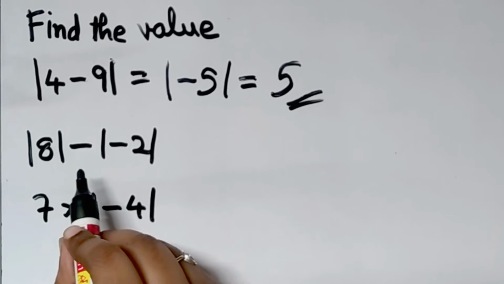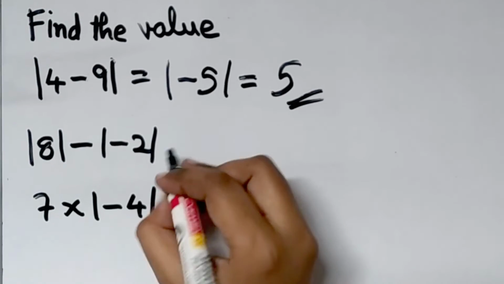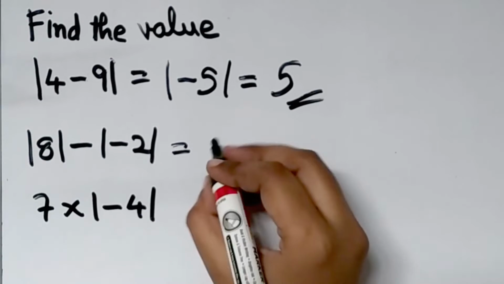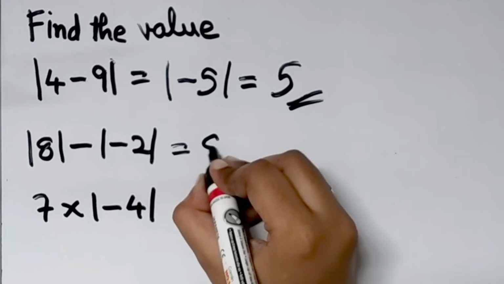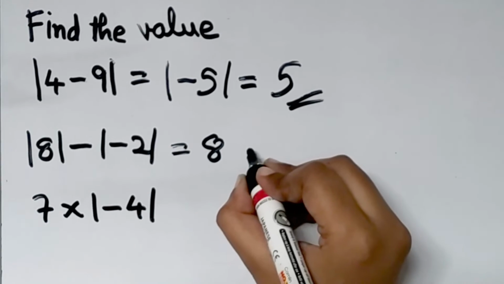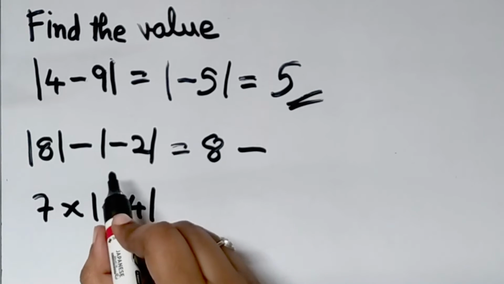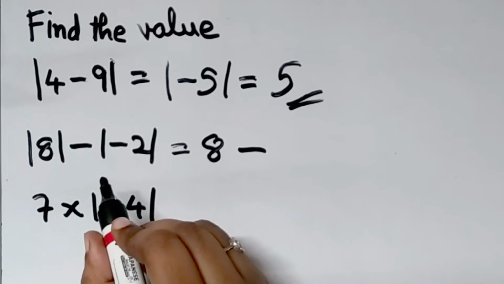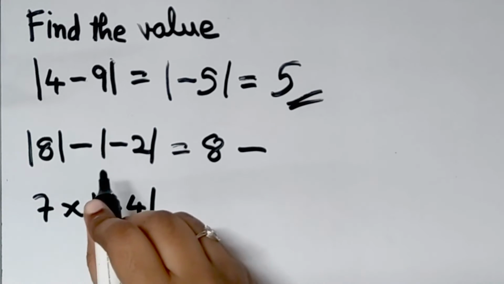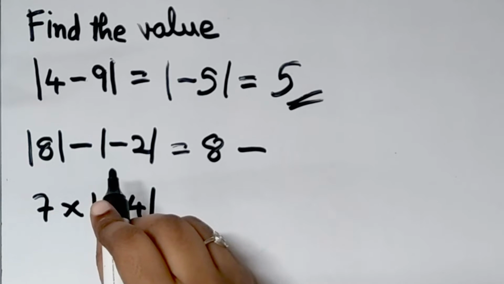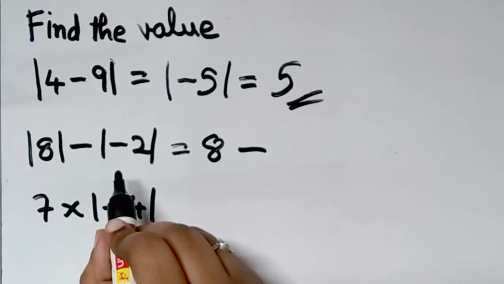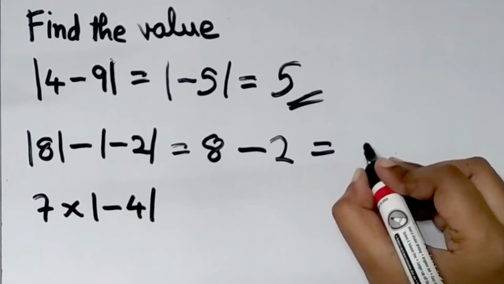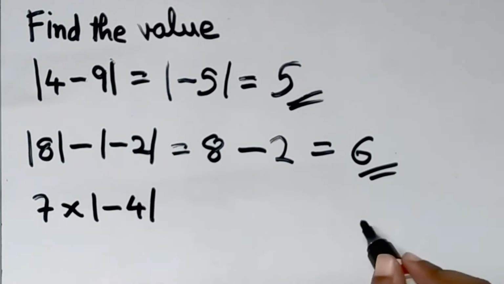Modulus of 8 minus modulus of minus 2. First, modulus of 8. 8 is a positive number, so the modulus, that is the absolute value of 8, will be the number itself. Minus, see, minus 2 is what? A negative number. So the mod of a negative number will be the opposite. The opposite of minus 2 is 2. The absolute value of minus 2 is 2. So 8 minus 2 is 6. This is the answer.